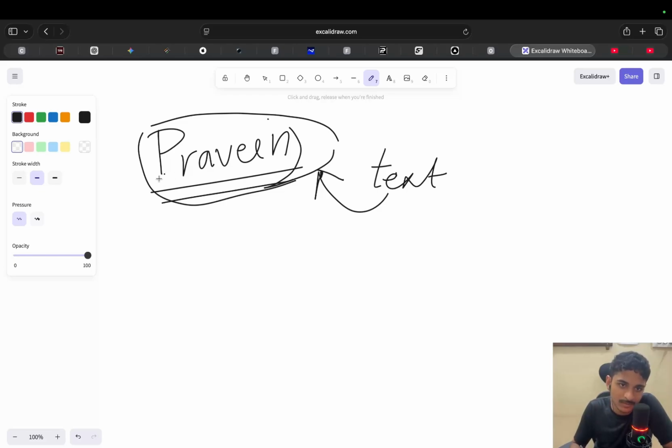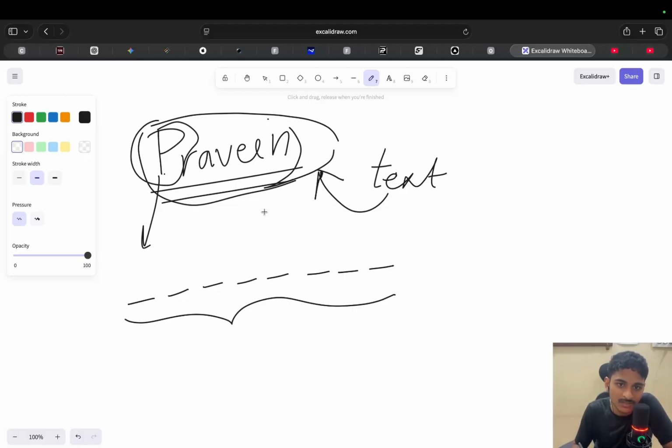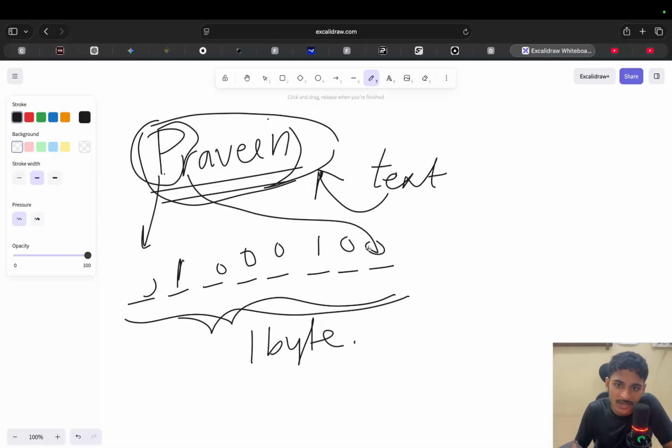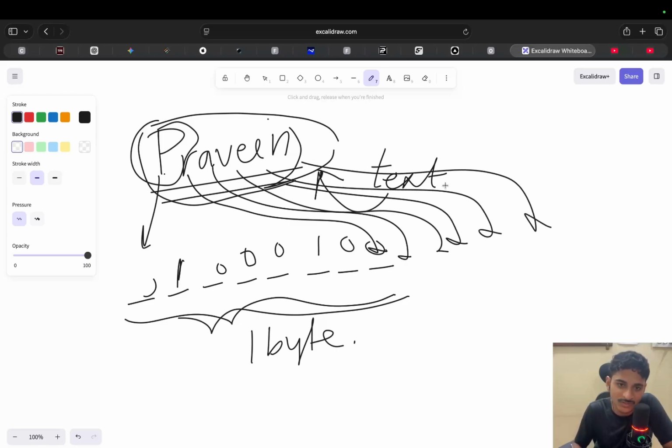For P, it will take 8 bits, 1 2 3 4 5 6 7 8, and in the 8 bits it will store the ASCII value, its unique code of P. It will have a number. For example, let us assume this much. So this is 8 bits, right? So this is 1 byte of memory, right? Similarly, every character has 8 bits, that is 1 byte, right?